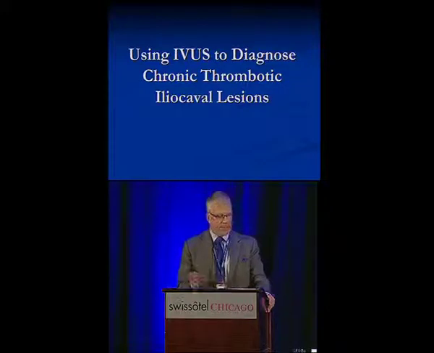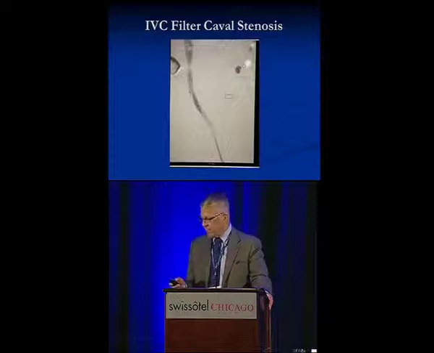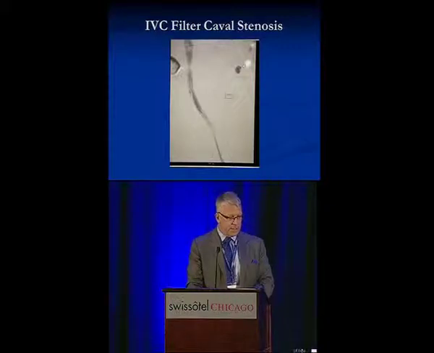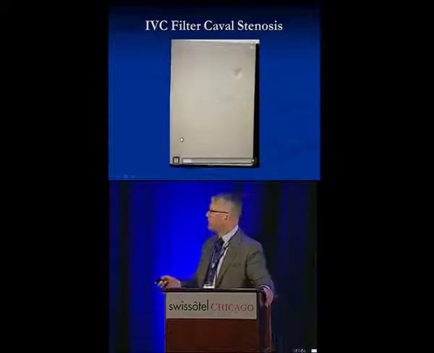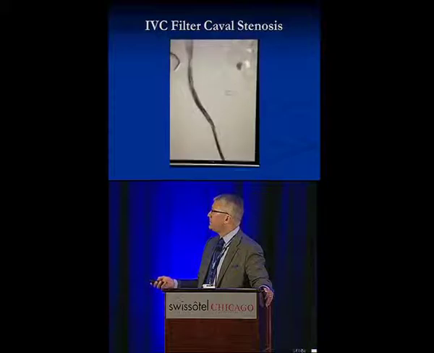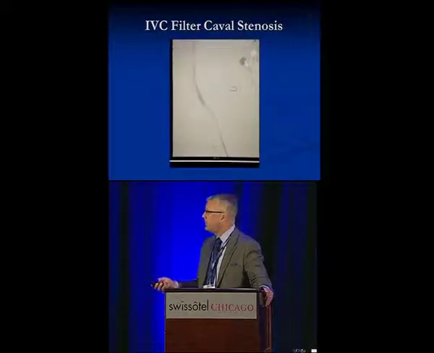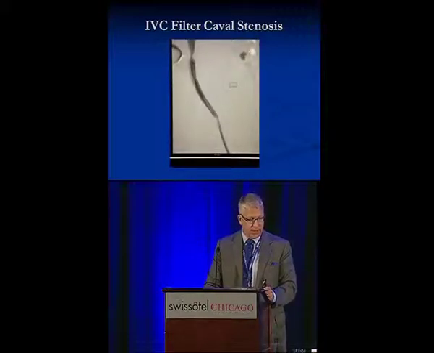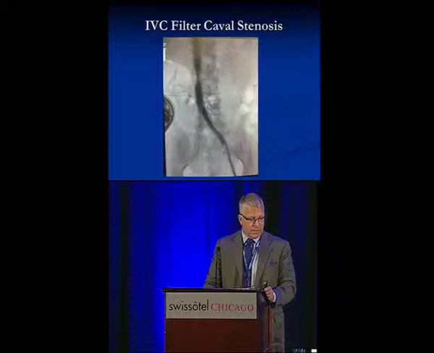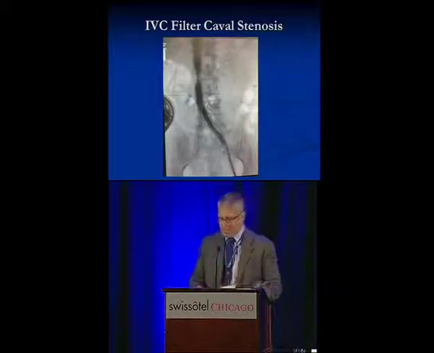So here's a case of chronic thrombotic lesion. They kind of range in severity. This is a case, I believe he's got a vena cava filter in place, which has caused him to have vena cava narrowing here. You can see it pretty easily on cavography. Here is a static of that, so you can really see it a little bit easier.